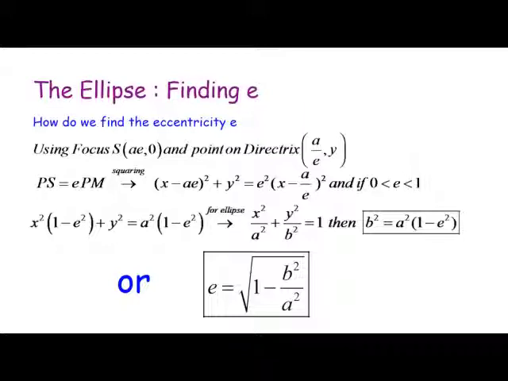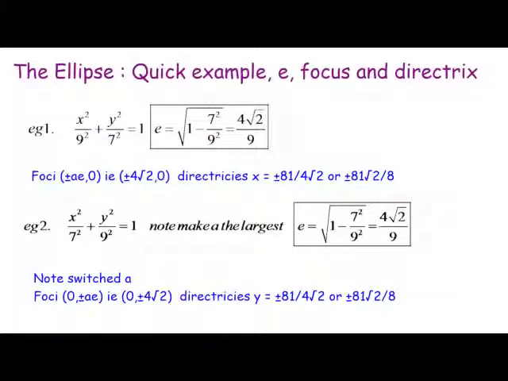So we can find e, the eccentricity, fairly easily, since we know the a's and the b's. You can see here, we'll do a quick example in a second. e is equal to the square root of 1 minus b squared on a squared. Now, this has to always, as you know, lie in the range between 0 and 1.